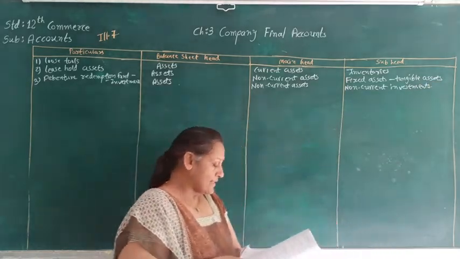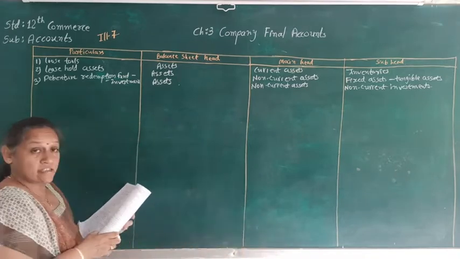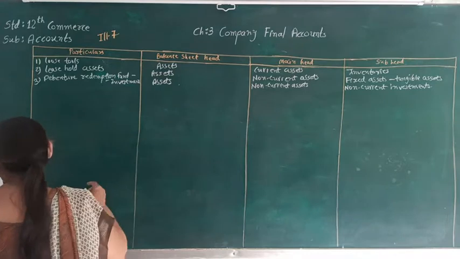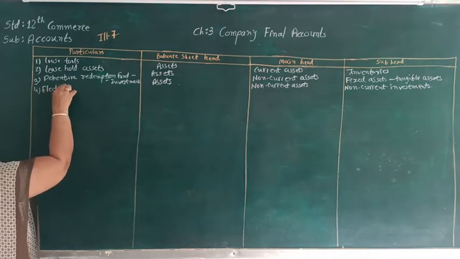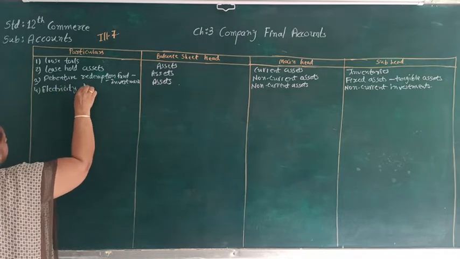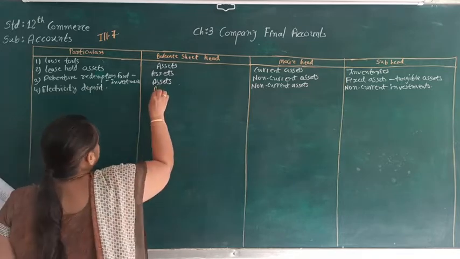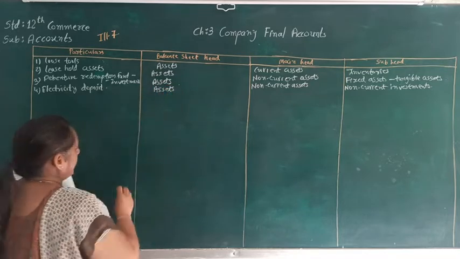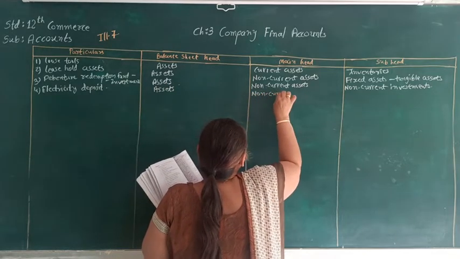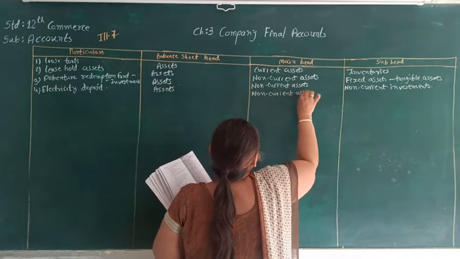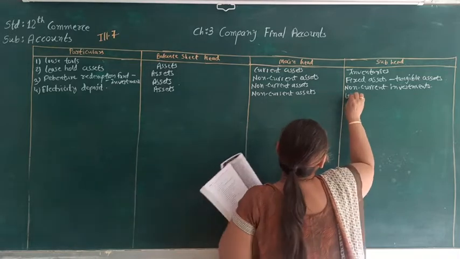Again, let's see. The fourth one is electricity deposit, and it is a long-term loan and advance. It is a non-current asset, and it is long-term loans and advances.